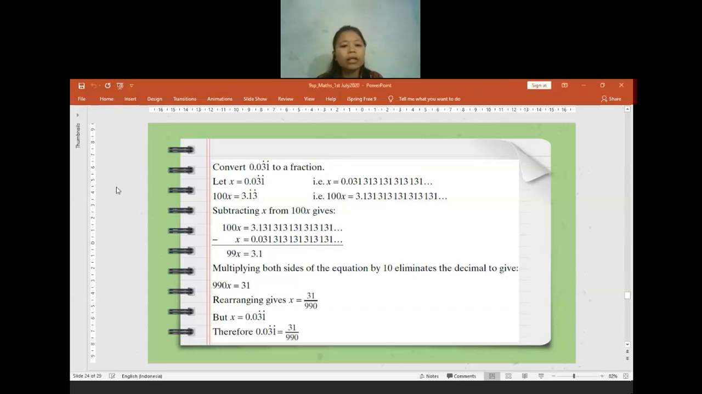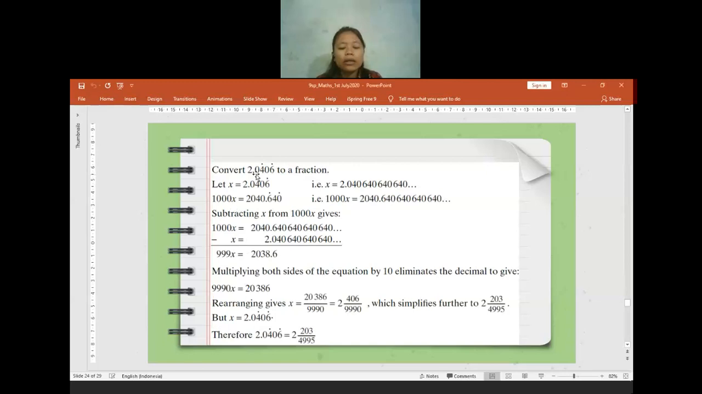For the last example here, I told you sometimes people don't want to write all the digits with a dot at the top. They will just start writing from the very start to the very last one. That's why the zero is not getting any dot. It doesn't mean that the digits that are repeating are only 4 and 6. The zero will be repeating also. So it will be 2.0, 406, 406, 406, and so on. Because there are 3 digits that are repeating, even though the zero is not getting a dot, we count it as 3 digits that are repeating.